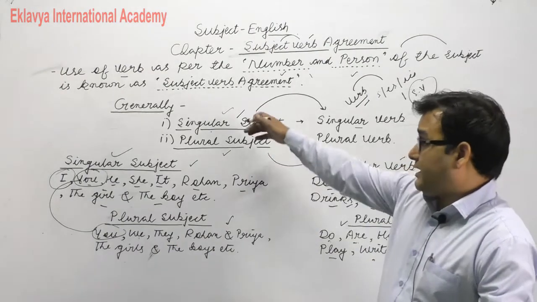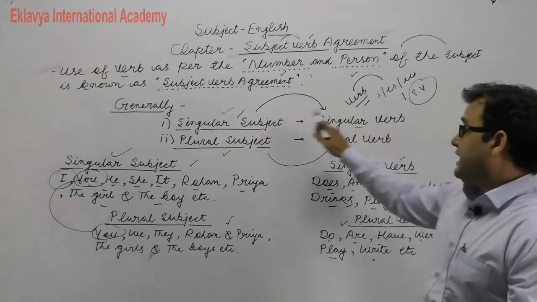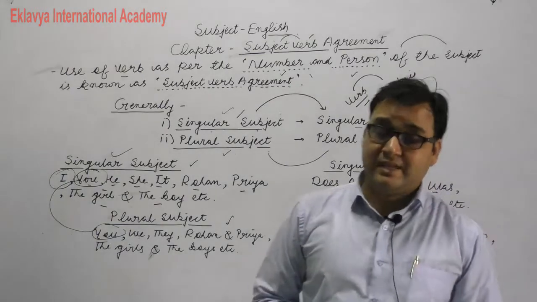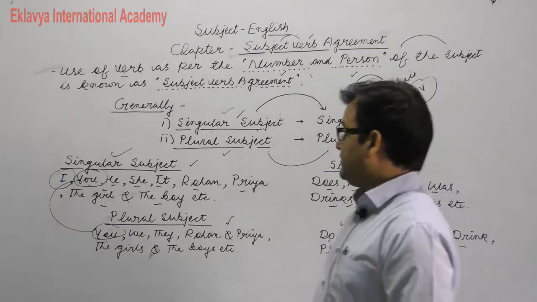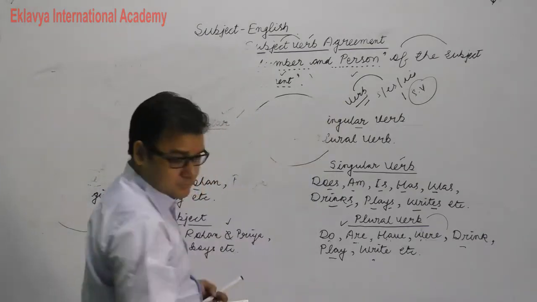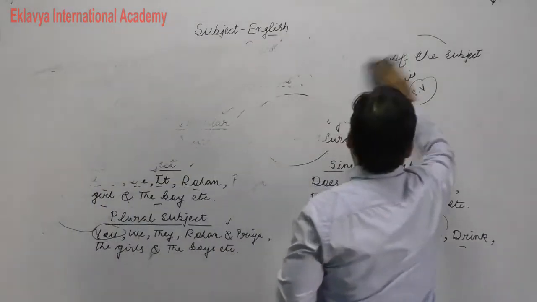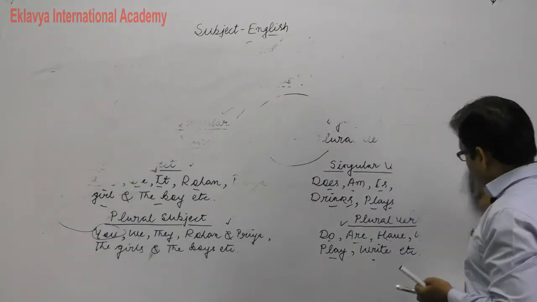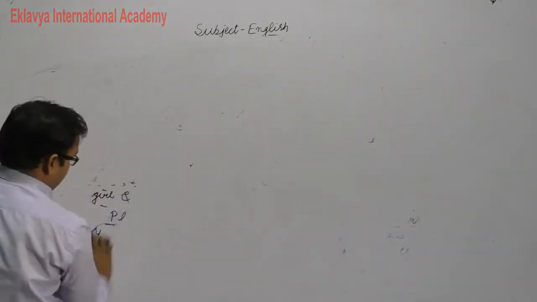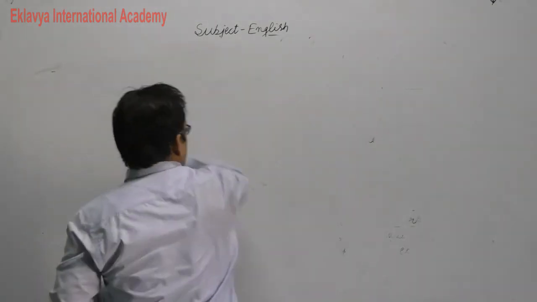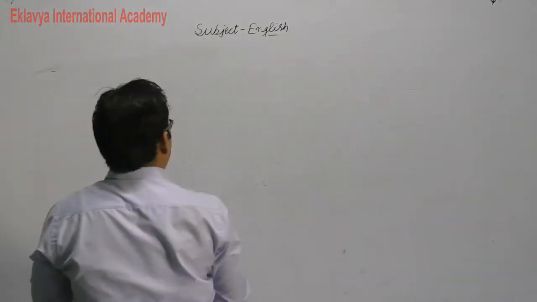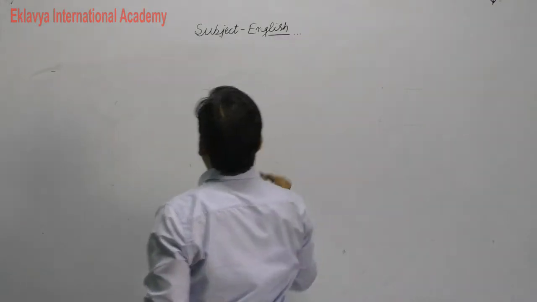Okay, last of the rules. Apart from the given sense of the use of verb as per the number of the subject, singular subject singular verb, plural subject plural verb, the same would not be applicable always in sentences. Let's have rule number first.